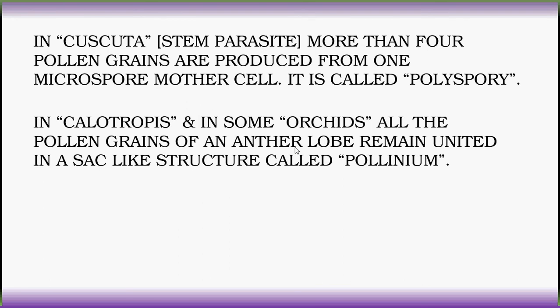In Calotropis and in some orchids, all the pollen grains of an anther lobe remain united in a sac-like structure called pollinium. So pollinium is formed in Calotropis and in some orchids.